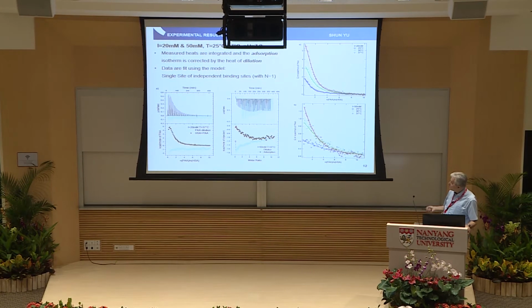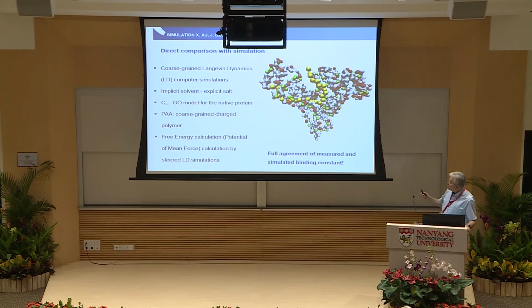Okay, then we now have the binding constant. And then my colleague Joe and his student Shao came in. We had this model, and we said, well, can we model this? This yellow thing is the short polyelectrolyte. So it's a coarse-grained computer simulation.